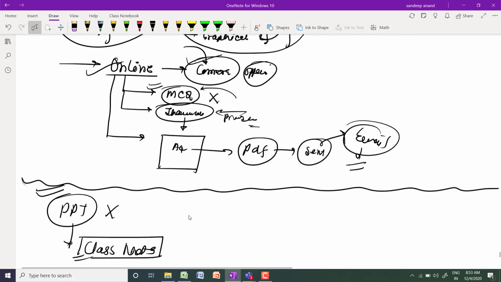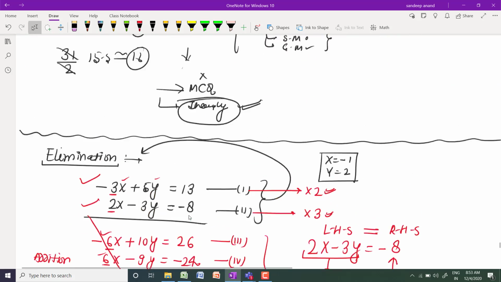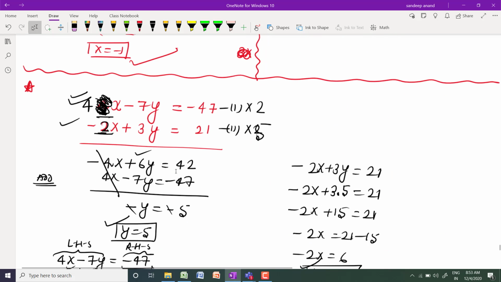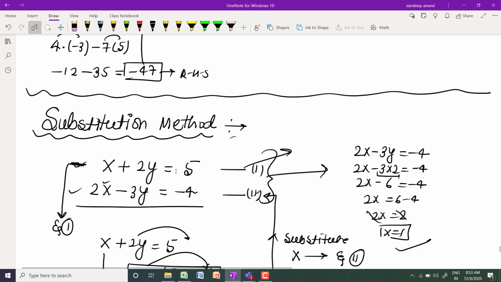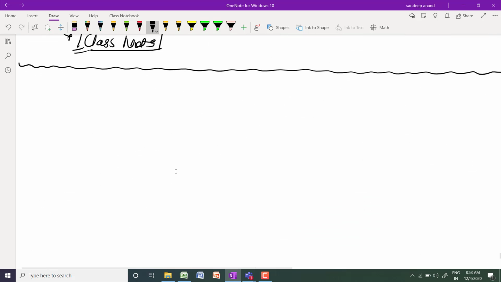So in my last class, in system of linear equations, I already covered the elimination method, and the second one is the substitution method. Okay, in my last class. Today I am giving you one question.